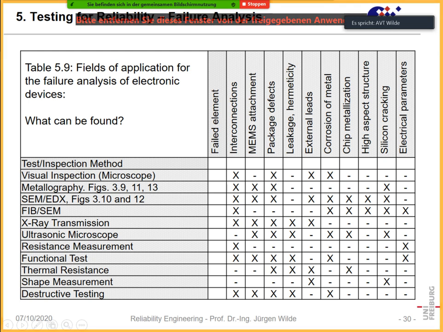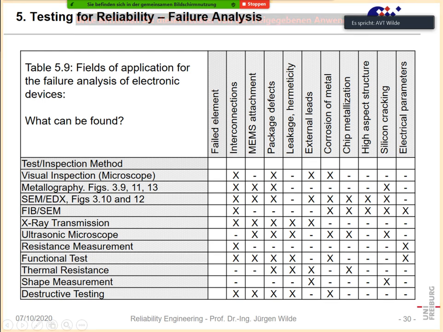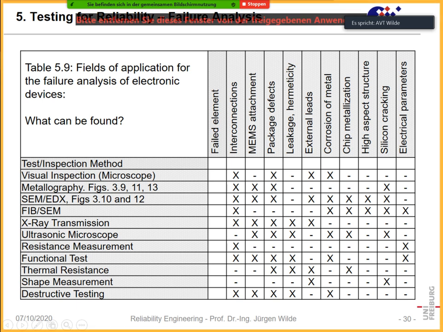And here we have all of these methods which must be combined in a very intelligent way. For some it is easy. For instance, the interconnections like the wire bonds can be analyzed with almost any of these analysis methods, while on the other hand, high aspect ratio structures, they mainly must be analyzed in a SEM.